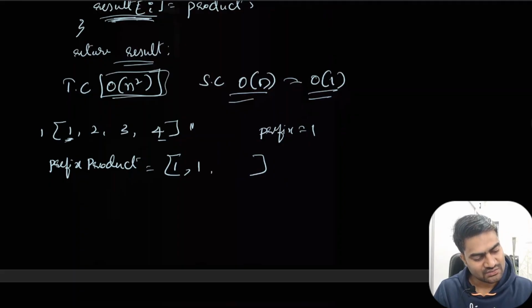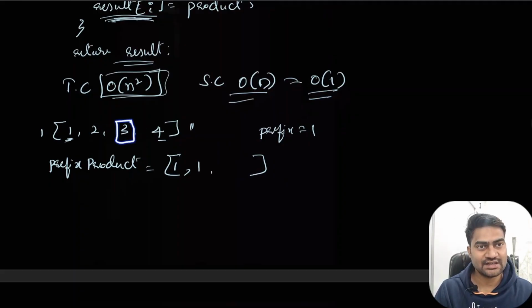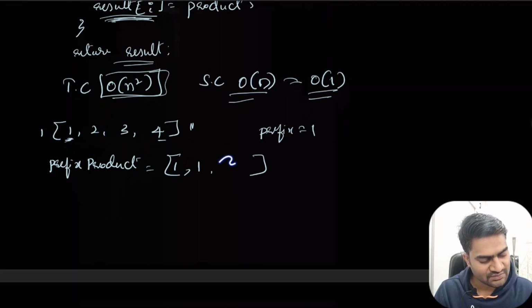Okay, now after that, if I stand at this 3, then it will be this number into the prefix product of this particular number, because it is basically 1 into 2, correct, right? So now what I will do, I will take 1 and this number, which is 2. So basically 2 into 1 will be 2, correct, right? So I will place that 2 here.